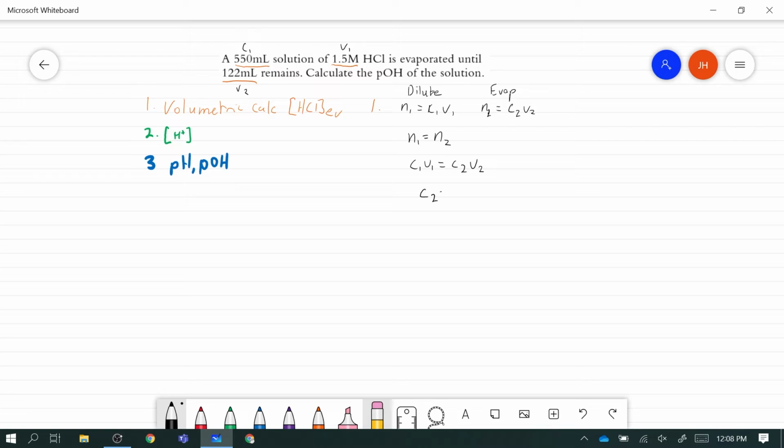I'm then going to rearrange for C2 and substitute. So 0.550 times 1.5 all over 0.122, and that is equal to 6.76 moles per liter, and that is our concentration of the hydrochloric acid once it has been evaporated, which is exactly what we wanted to do for step number 1.